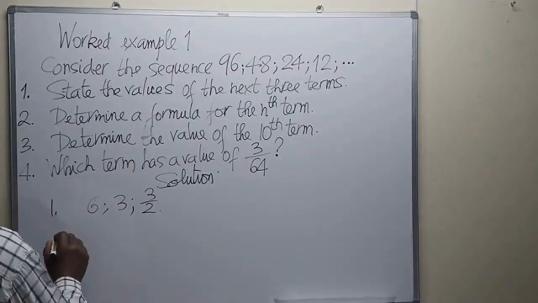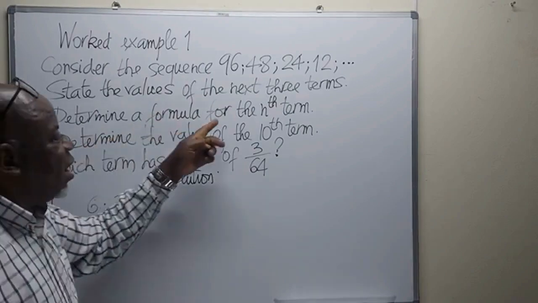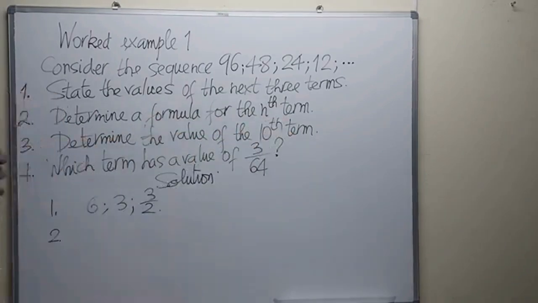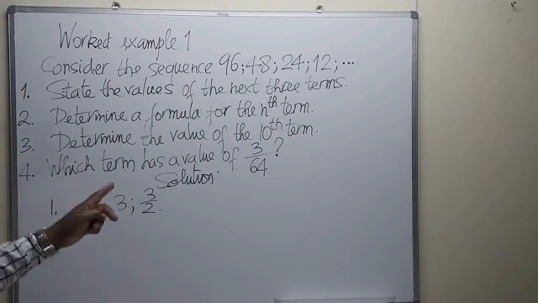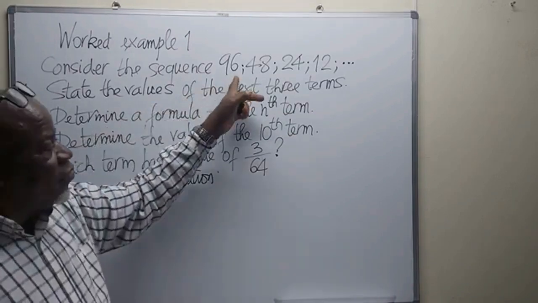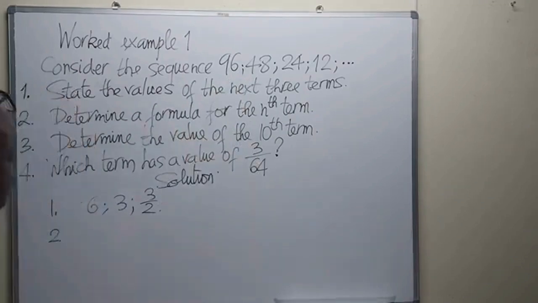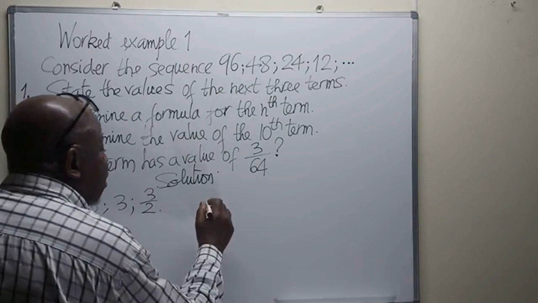Now we're going to question number 2. Determine the formula for the nth term. If we want to get the formula for the nth term, we will need the value of the first term, that is 96. We're also going to need the common ratio. Our common ratio here, how are we going to get it? I'm going to write it here.